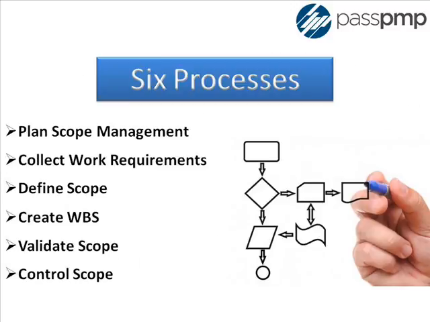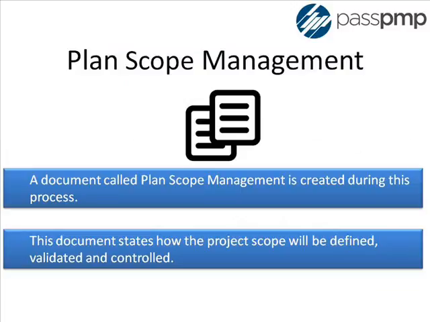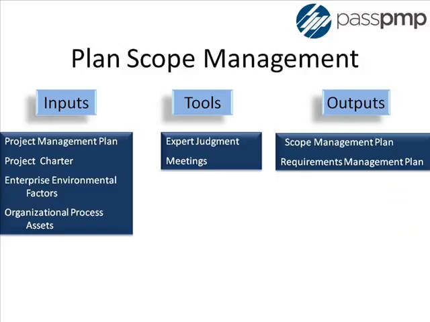It has 6 processes. Let's go through these 6 processes one by one. The first process is plan scope management. This is a process of creating a scope management plan that documents how the project scope will be defined, validated, and controlled. The key benefit of this process is that it provides guidance and direction on how scope will be managed throughout the project. The main output of this process is a document called Scope Management Plan.